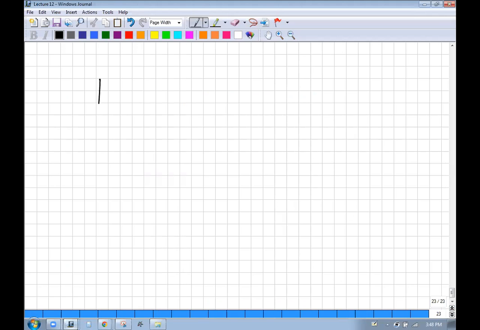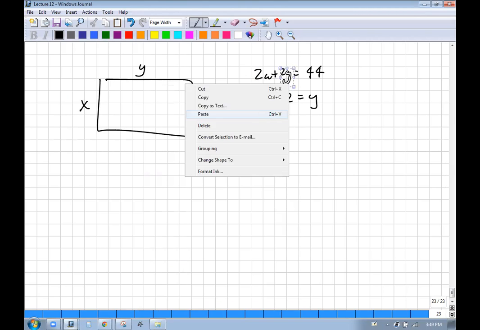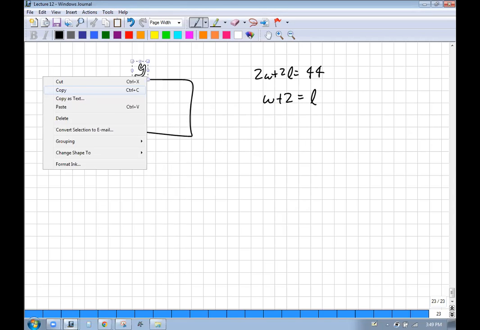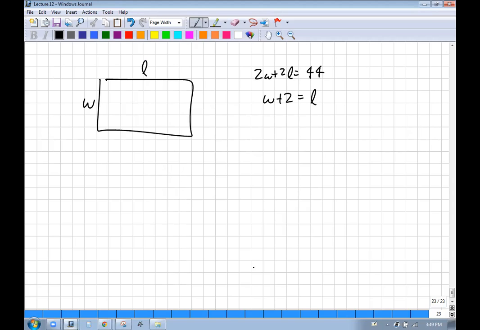All right, if we have x and y, we know that twice x and twice y needs to be 44 inches. But we also know that x minus 2 has to be y. I guess I should use width and length, W and L. If I add 2 to the width, I get the length. So we have 2 equations with 2 unknowns. How do we solve this?